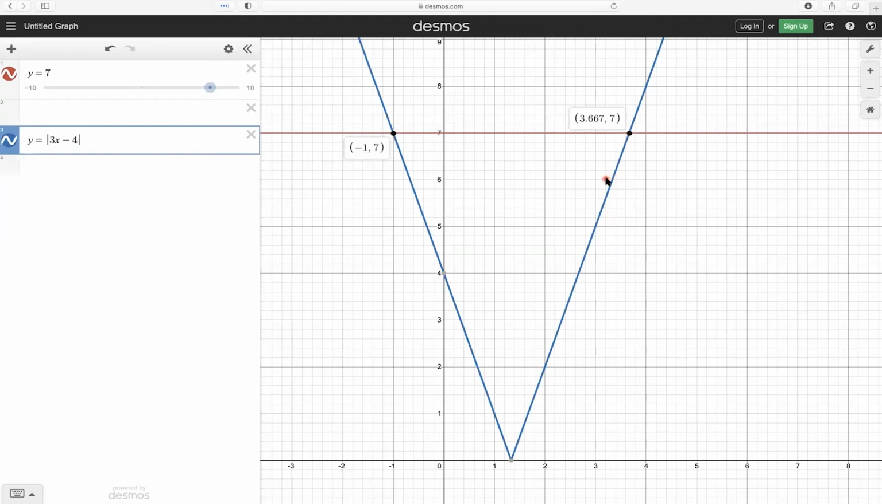Remember, I'm talking about values of x, okay? So I will say that between -1 and 3.67, my curve or my modulus is less than 7. और उसके बाद my blue line is higher, its value is higher than the red line, which means कि मेरा उसके बाद वाली जो values हैं वो less than में नहीं आती. So that's how you solve modulus equations, modulus inequalities.